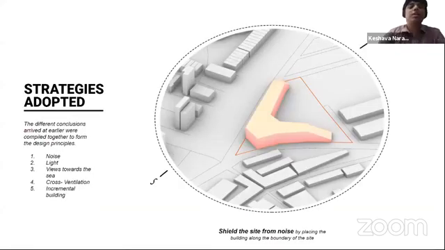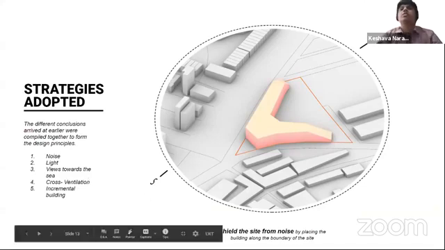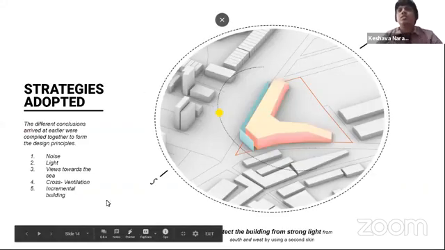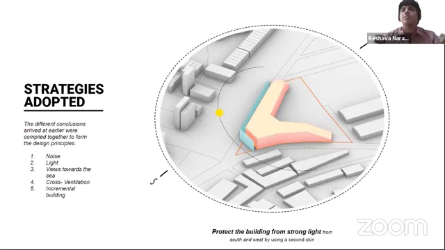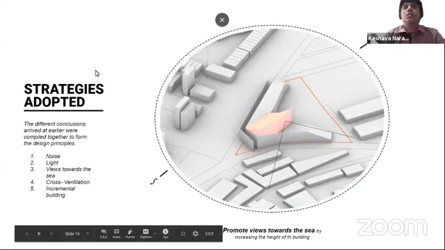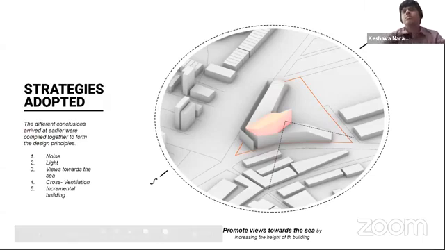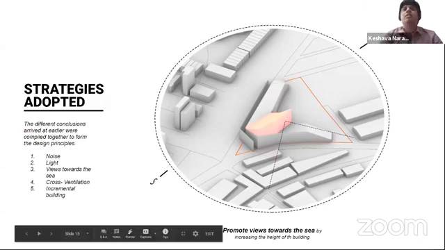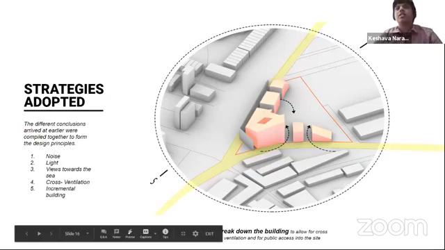Then we went on to adopt some design strategies to fulfill these objectives that we set for ourselves. The first is to shield the site from noise by building along the boundary of the site and leave the rest of the site open for public. To shield the building from strong light from the south and the west by placing a second skin. To promote views of the sea on the east by increasing the building height. To break down the building to allow for cross ventilation throughout the building and also for public access.